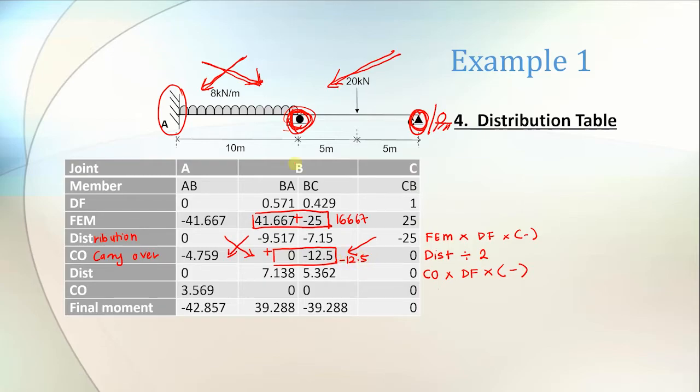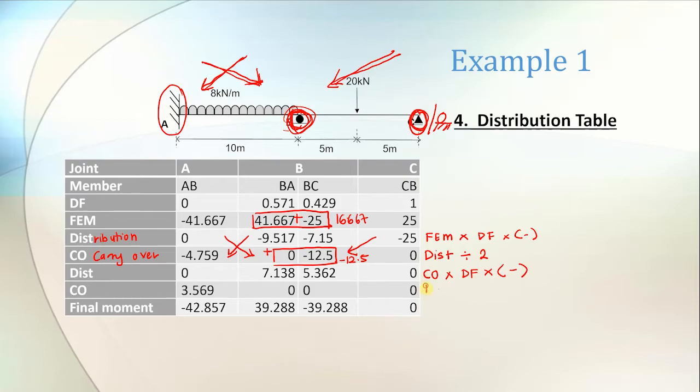Kita akan kira for member BA. So negatif 12.5 times dengan 0.571 and times negative. So bila negative with negative, dia akan jadi positive 7.138. Then for BC, negative 12.5 times with 0.429 times negative, then you get positive 5.362. For CB, you still dapat 0.